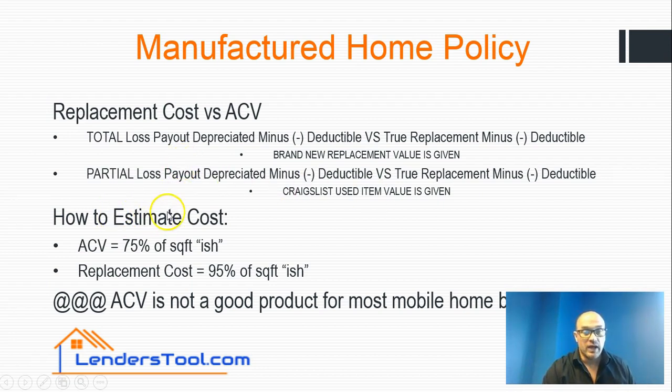So how do you estimate cost on manufactured homes? I'll tell you that typically you want to use about 75% of the square footage when you're just trying to guesswork on it. It'll be an ish kind of thing. But for replacement cost, you're typically going to be at 90 to 95% of the square footage, ish. So if you've got 1,200 square feet, then you need to figure the price for that, if you want to do a replacement cost policy, is probably going to be around $1,100, $1,050, something of that nature. I don't like selling the ACV policies on most mobile home purchases. Just so you guys know, I don't think that it's the right thing to do by the clients, even though the premium is cheaper on an ACV policy.